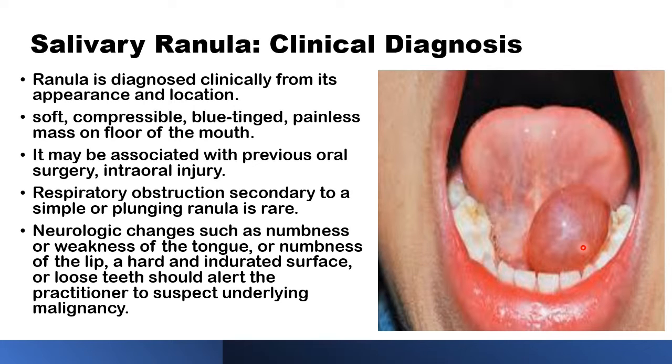And if a patient with a ranula presents with neurological changes such as numbness or weakness of the tongue, numbness of the lip or the hard palate, any induration in the floor of the mouth, or loosening of the teeth, then a suspicion of an underlying malignancy should be investigated.